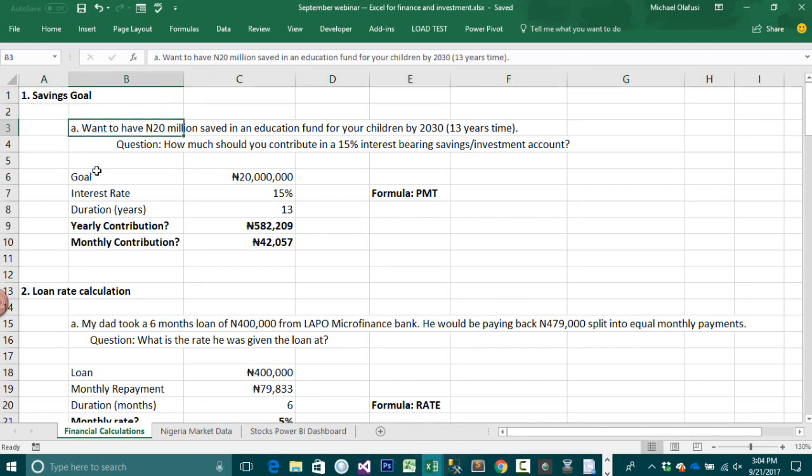savings goal. So let's say you want to save 20 million naira for an education fund towards your child's maybe university schooling, right? So how can you know how much to contribute, say monthly or yearly, if you put the money in an interest bearing account?